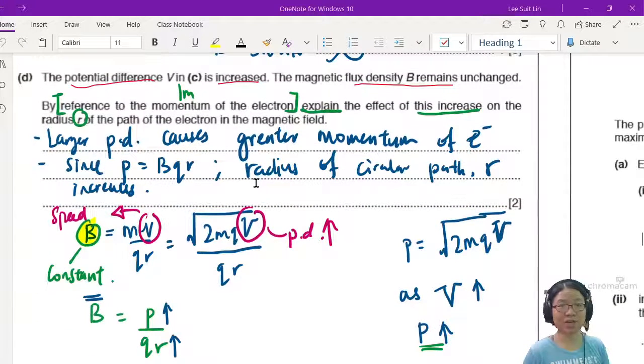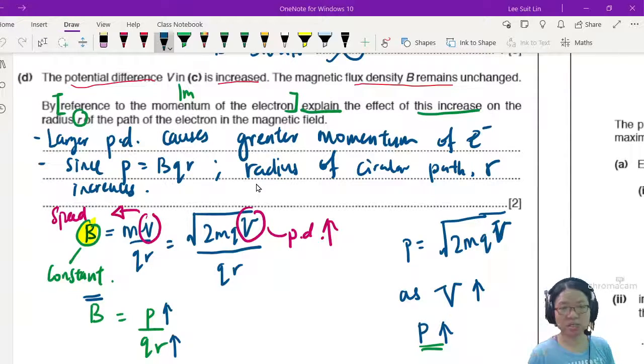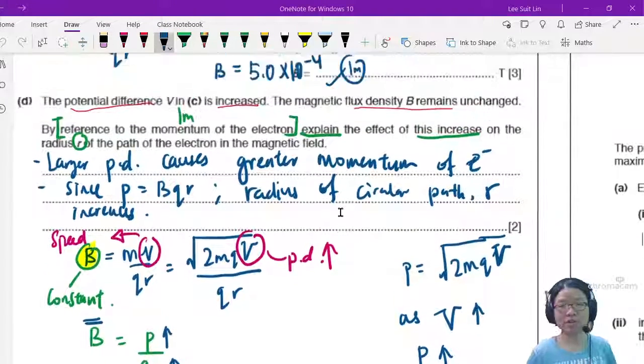Normally when it's an explain question, the question will try to guide your explanation or what to write. So it says reference to momentum. Definitely you need to have a relevant statement about momentum that relates to what happens when the potential difference increases. Potential difference increases, momentum increases. The particle will travel faster. So since P is equal to BQR, the radius will increase. All right, so that's it for the question.